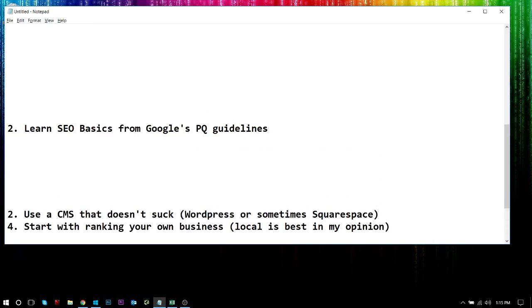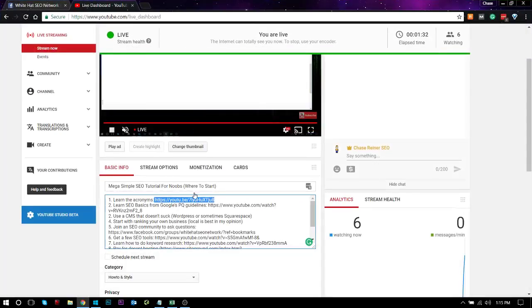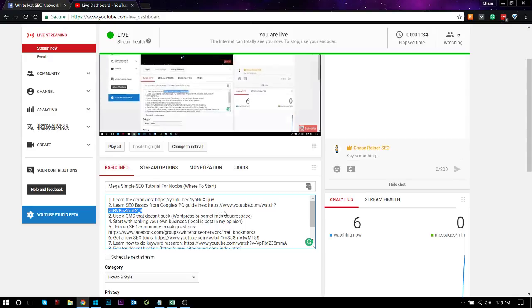Now, number two, you're going to want to learn the SEO basics straight out of Google's page quality guidelines. Now, some of you guys don't know, but Google came out with this page rating guidelines that it uses for internal purposes. It's this huge guide. It's like 140 pages. And I pretty much just read everything out of it and simplified it for you guys so you don't have to spend all the time learning it like I did.